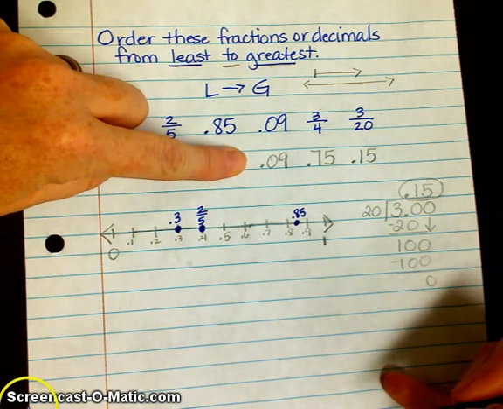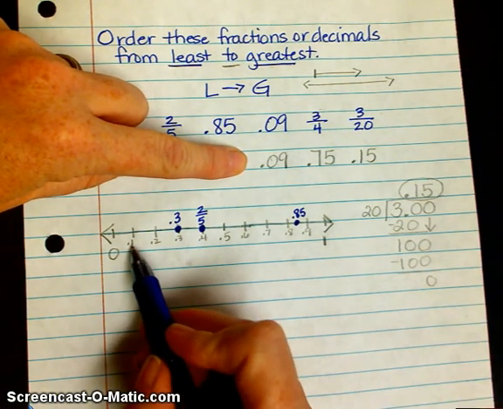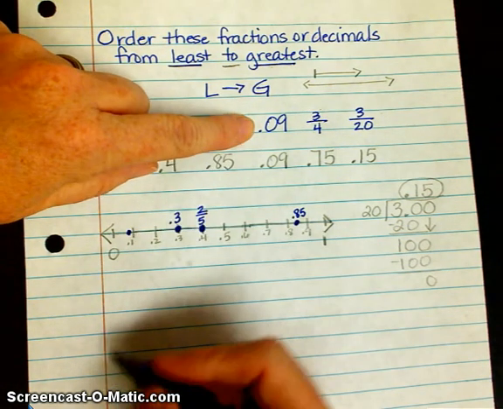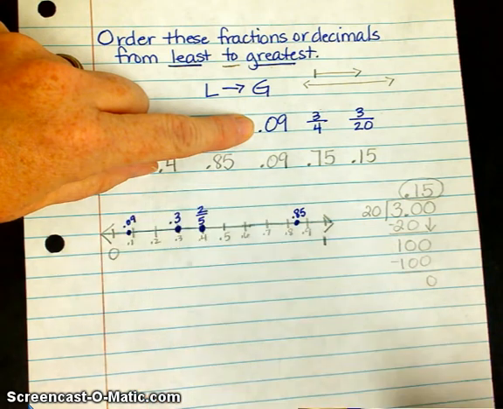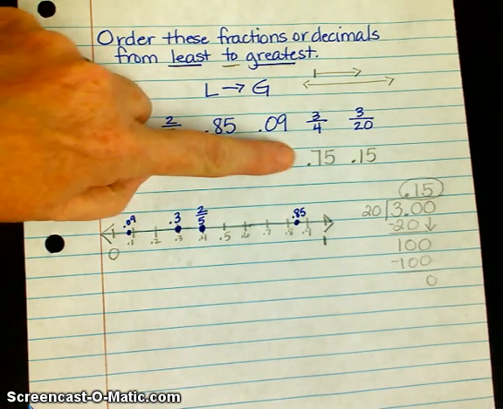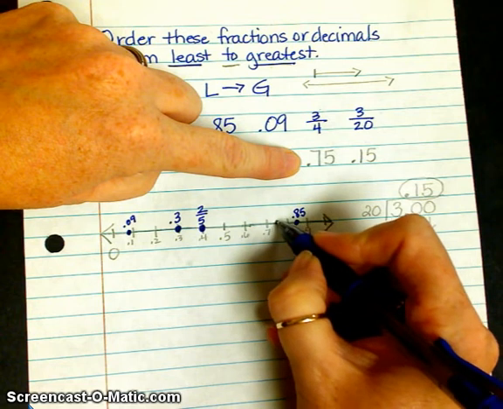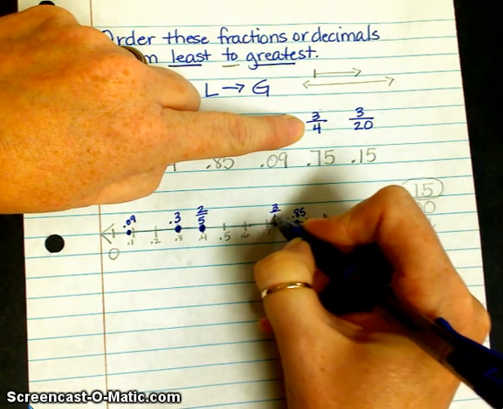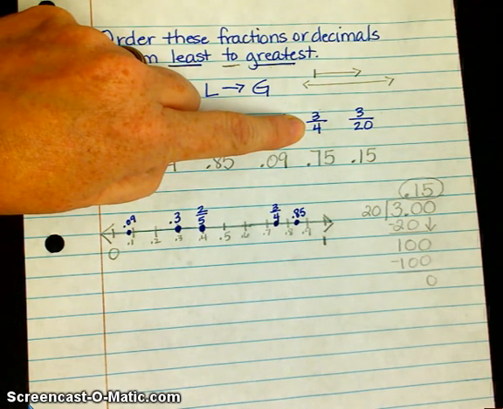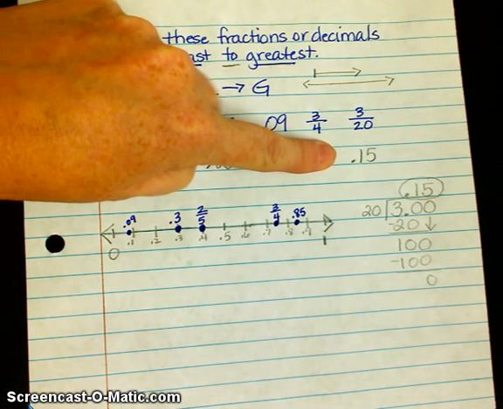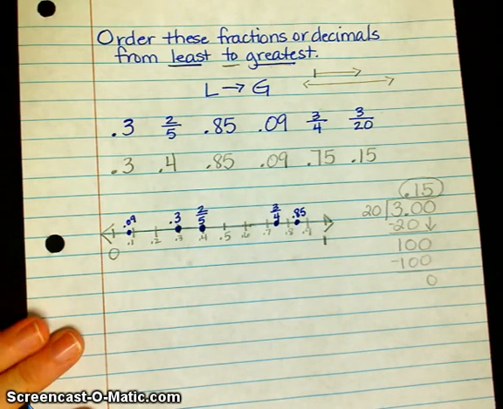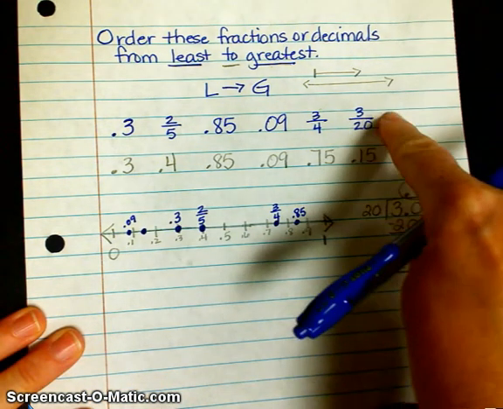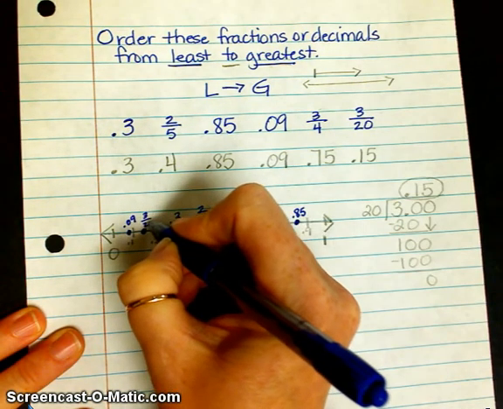The next one is 0.09. That's not quite yet to 0.1, so it's going to be right before 0.1. And because the original problem gave it to us as 0.09, that's how I'm going to label it. Now I have 0.75, which is going to be halfway between 0.7 and 0.8, but in the original problem, it was given to me as 3/4, so that's how I'm going to write that one. Our last one we have to plot is 0.15. 0.15 is going to be halfway between 0.1 and 0.2, but I have to label it 3/20.